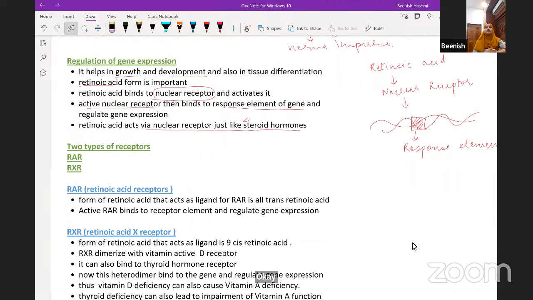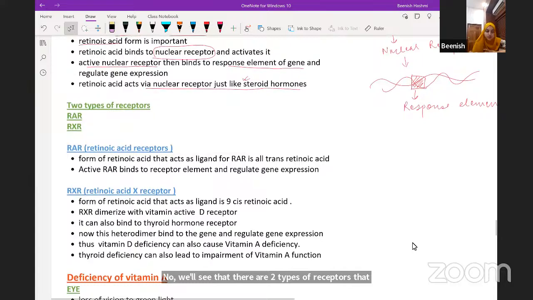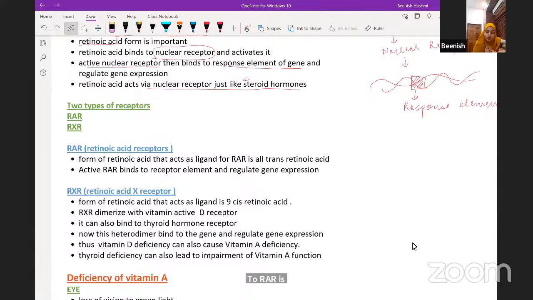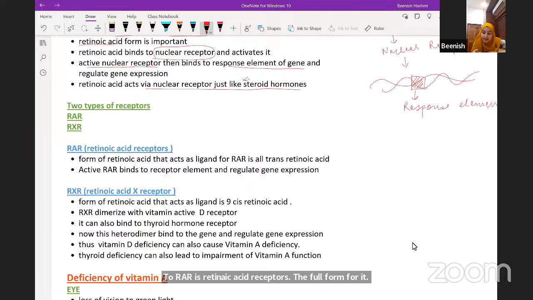Now it says that there are two types of receptors, that is RAR and RXR. Now, what is the difference between these two receptors? Let's have a look. So RAR is retinoic acid receptor, the full form for it. The form of retinoic acid that acts as ligand for RAR is all trans retinoic acid. So all trans retinoic acid is going to act via the RAR receptor. So active RAR binds to the response element and regulates gene expression.